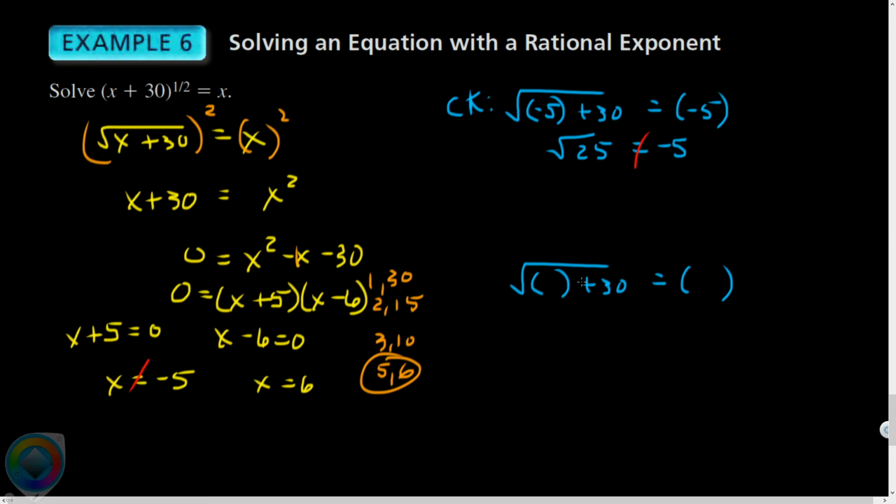Let's try 6. I wonder, do we get a double extraneous finally? No, this one's going to work. The square root of 36 equals 6 is true, and so 6 is the answer. If you had a problem where neither of them worked, both are extraneous, you would have just said no solution is the answer.